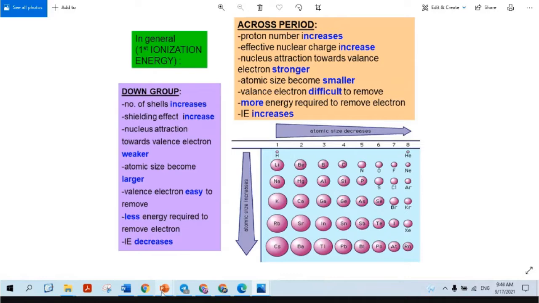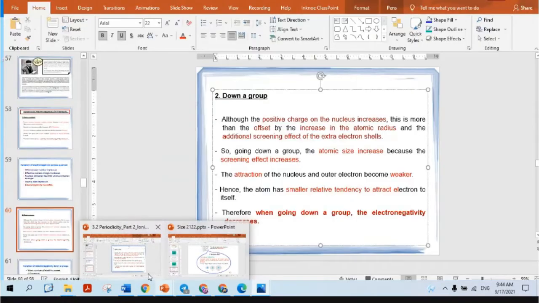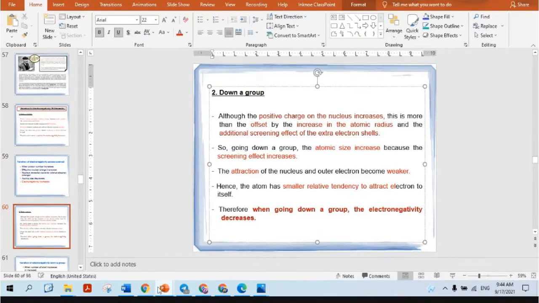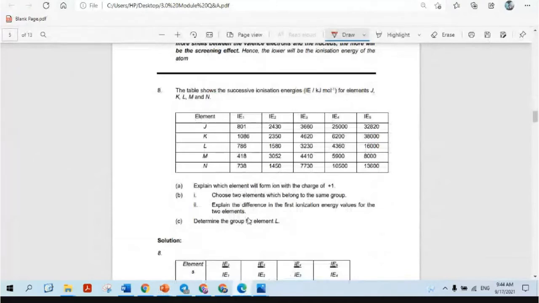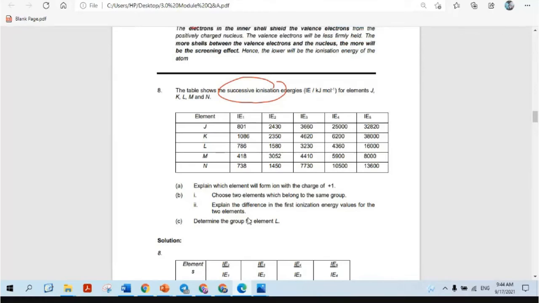Okay. So after the definition and the factors, what is the next? The question asks about successive ionization energy. Okay, what is successive ionization energy?